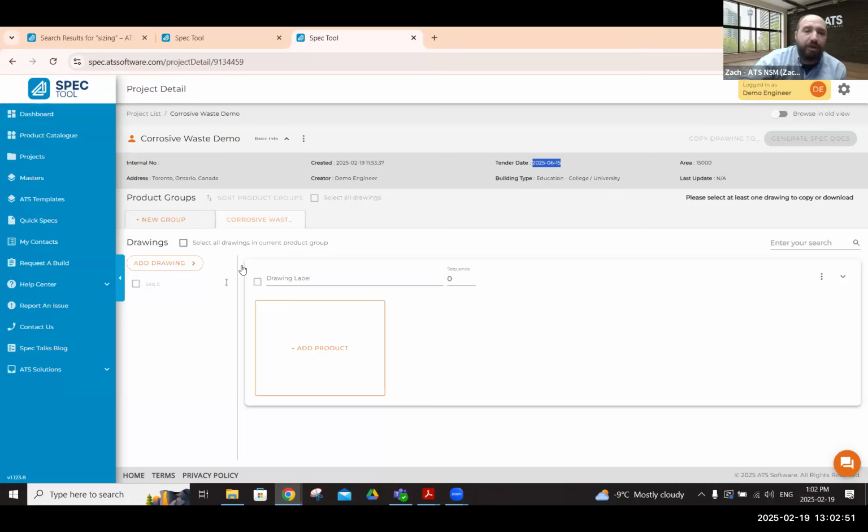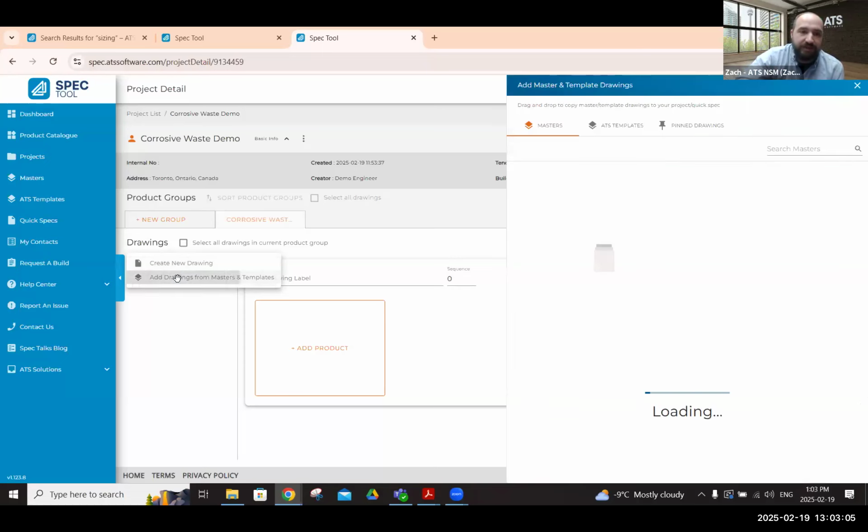Once you've created your project, I want to show two ways that you can add product to it. From this add drawing button, you can either hit that create new drawing, which is going to take you back to that category tile page, or my new favorite method, add drawings from masters and templates.